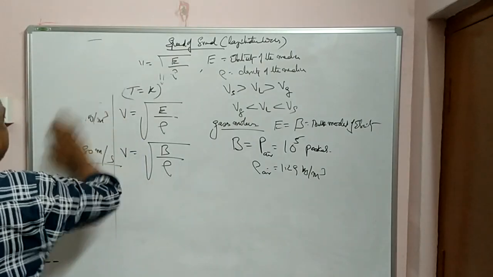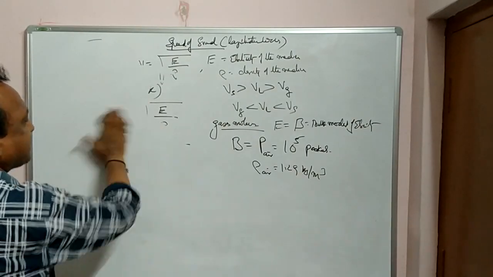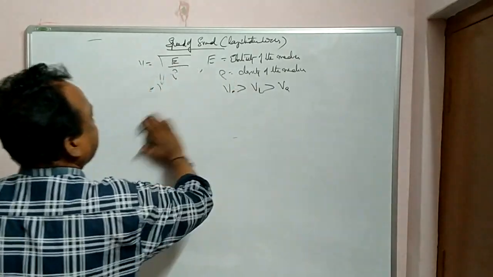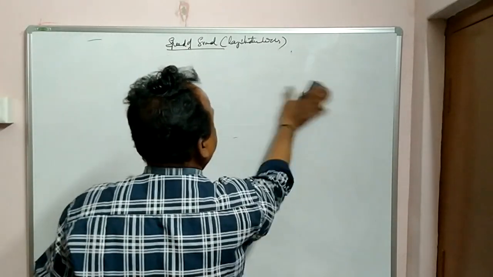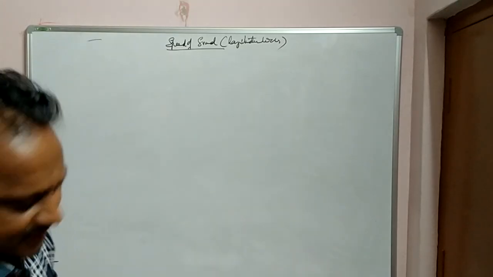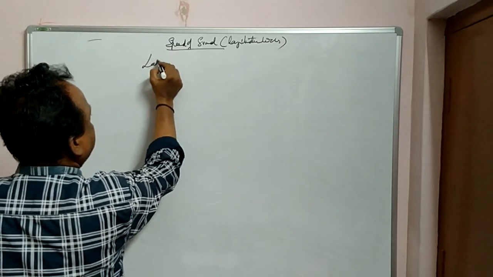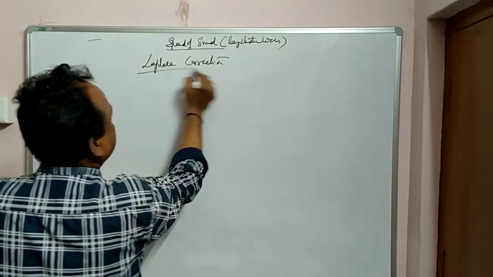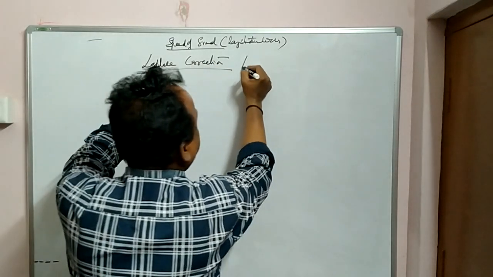Laplace correction. Another 5 minutes I'll end this part 2. This is part 2 of the sound chapter. I think the remaining part will be dealt with in part 3 only, the last part. Okay, so Laplace corrected the value. That is called the Laplace correction. So another scientist is called adiabatic expansion.